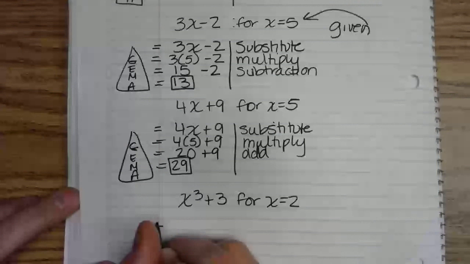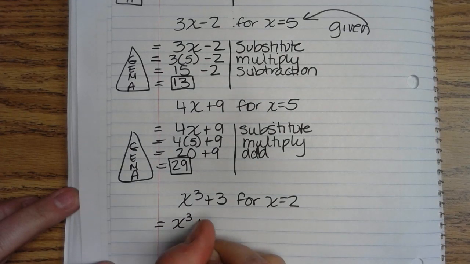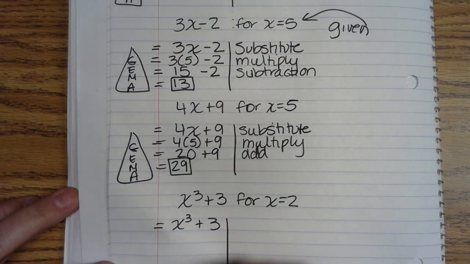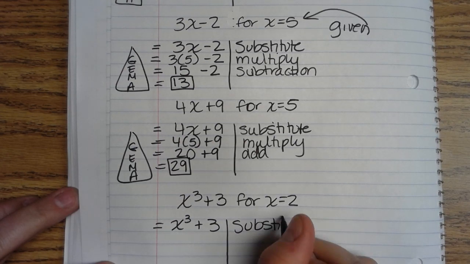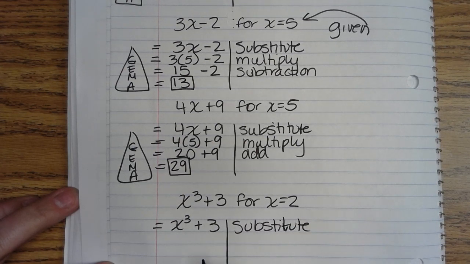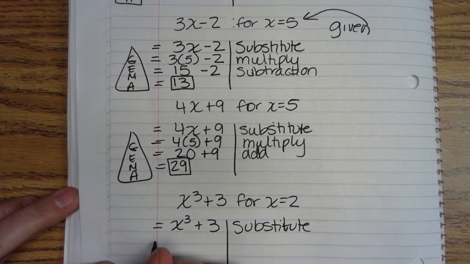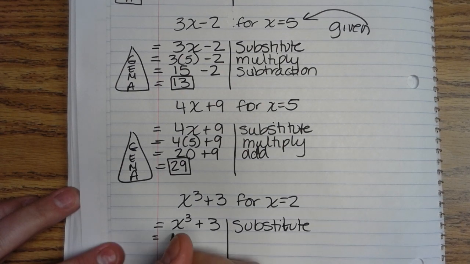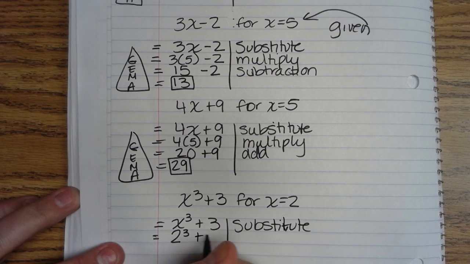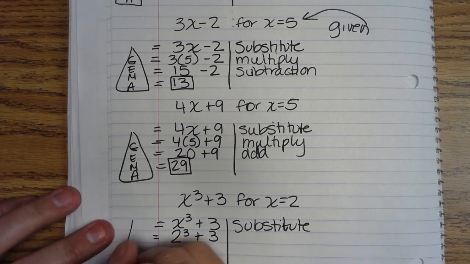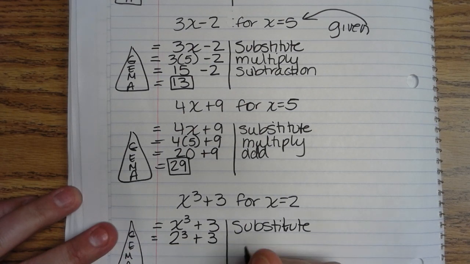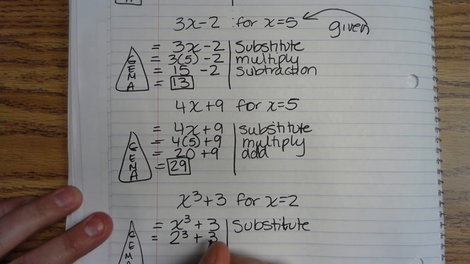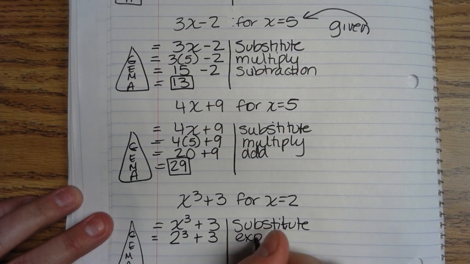So I'm going to start by rewriting my problem, x cubed plus 3. I'm going to substitute in my value. Substitute. I have a hard time spelling. Hey, everybody has challenges. So we get 2 to the third plus 3. I'm going to do my GEMMA, groups, exponents, multiplicative operations, and additive operations. And this time we don't have any groups, but we do have an exponent we need to deal with.